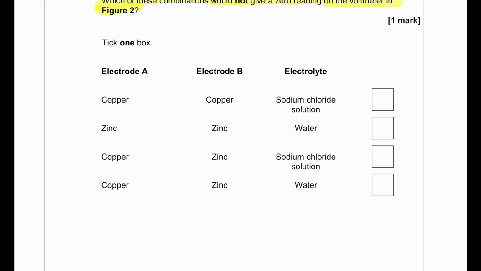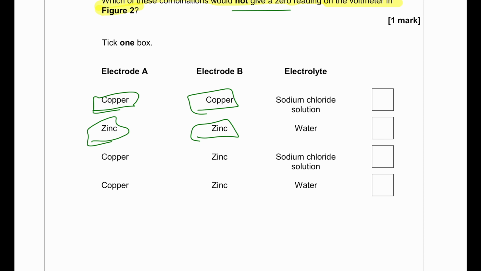Okay. So it says that it would not give zero reading. If we are using the same electrode, it will give a zero reading. If there is a copper and a zinc and we use sodium chloride solution, it's going to give us a voltage. However, if there is a copper and a zinc but we use water, water is not a good conductor of electricity, so it will not give us any voltage.